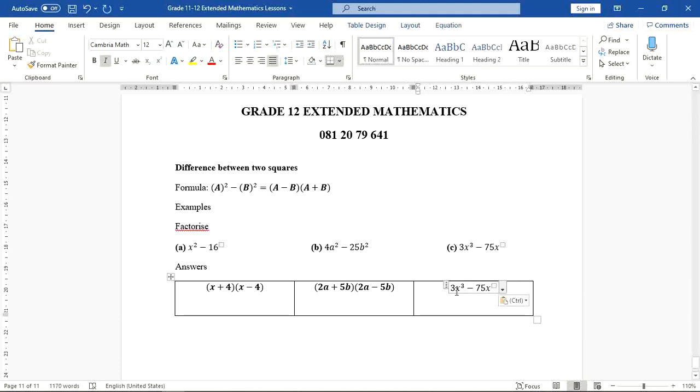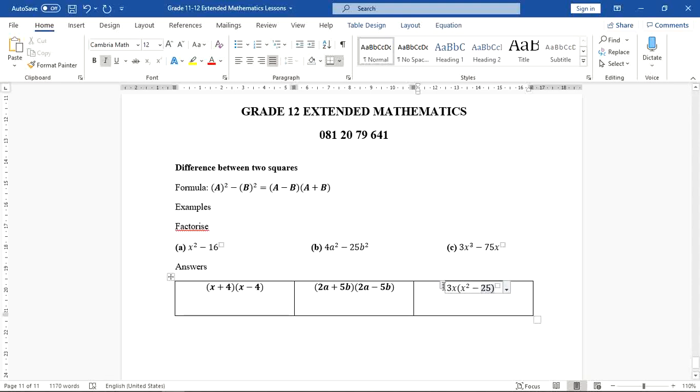Let's see. So if we take out 3x, so open the bracket, 3x outside here, so we divide 3x cubed by 3x, we get x squared, so that's a square number. 75 divided by 3 will give us 25, and then the x will cancel out. Now we have the difference between two squares inside the brackets, meaning that our next step, we are going to have something like this.